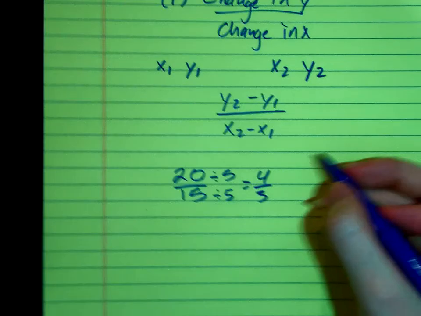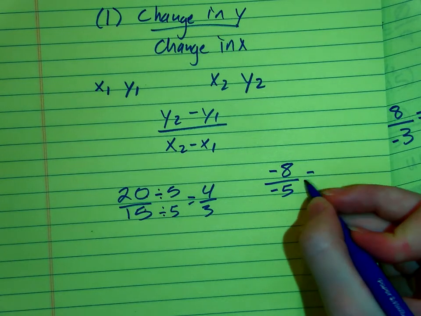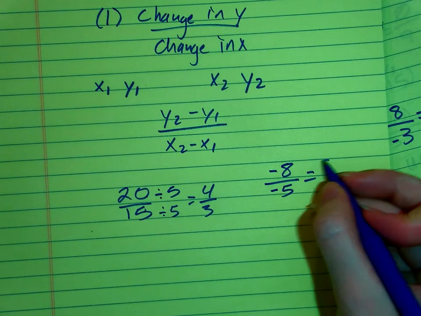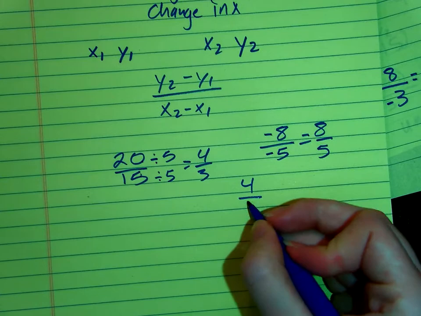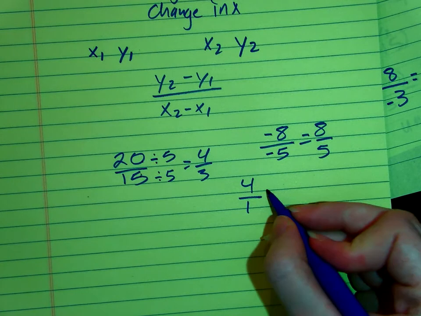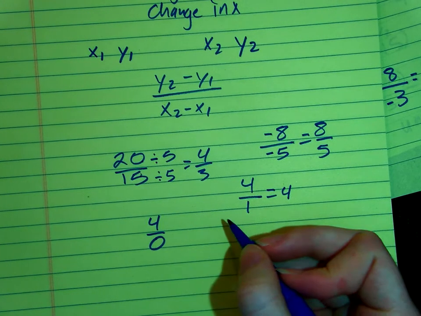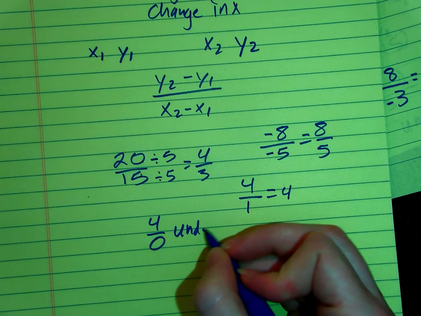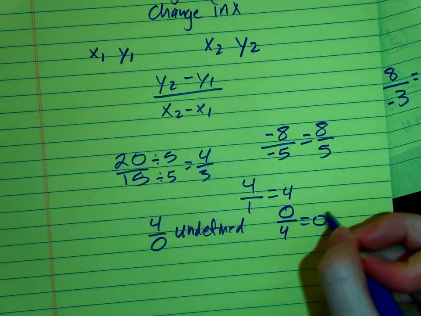If you end up with something where it's got a negative over a negative, you've got to say a negative divided by a negative gives me a positive. Go ahead and simplify that. If it's something that's just able to be easily divided, like 4 over 1, go ahead and say that's 4. If you end up getting that you have to divide by 0, you can't divide by 0. That's undefined. If you get 0 divided by anything, that just ends up equaling 0.